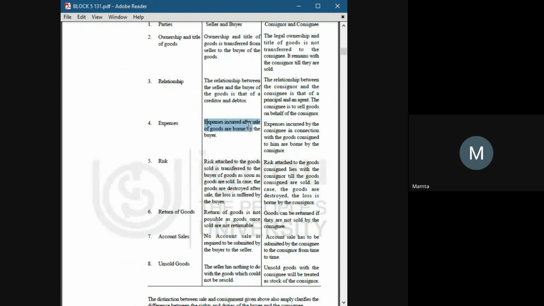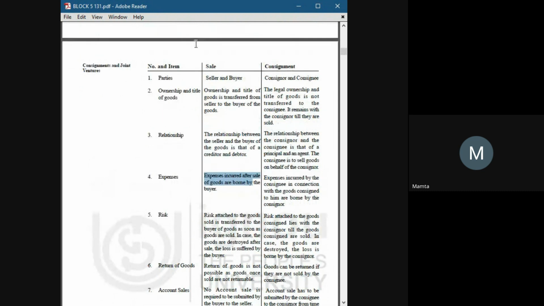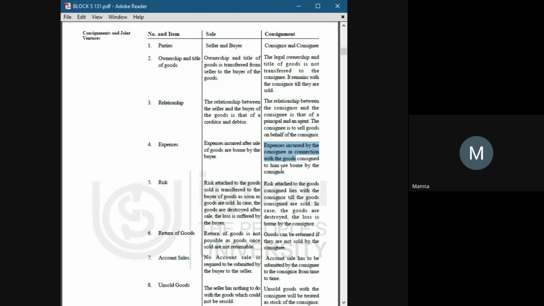Expenses incurred after sale of the goods are borne by the buyer. Suppose you have bought an iPhone. Now you are the owner. If anything happens to that iPhone, that will be your expense, not the company's expense. But in this case, you have sent the goods to the agent. If a fire happens or damage happens to the goods, then you need to provide the expense incurred on behalf of the consignee. Means the consigner is entitled to provide the expense payment.